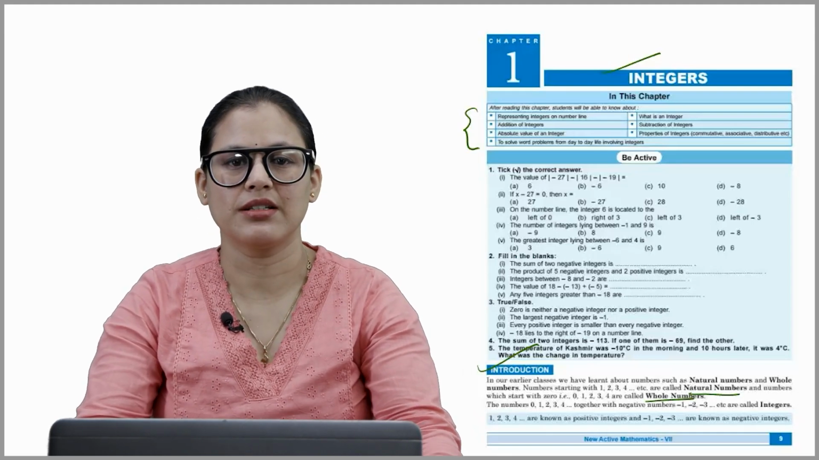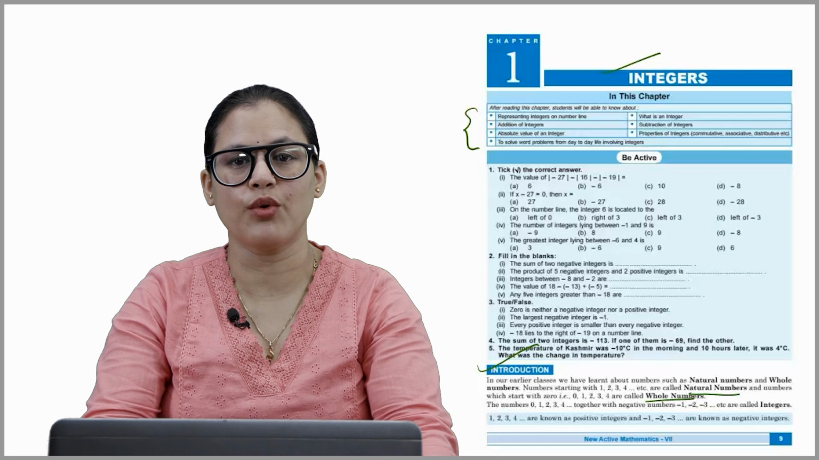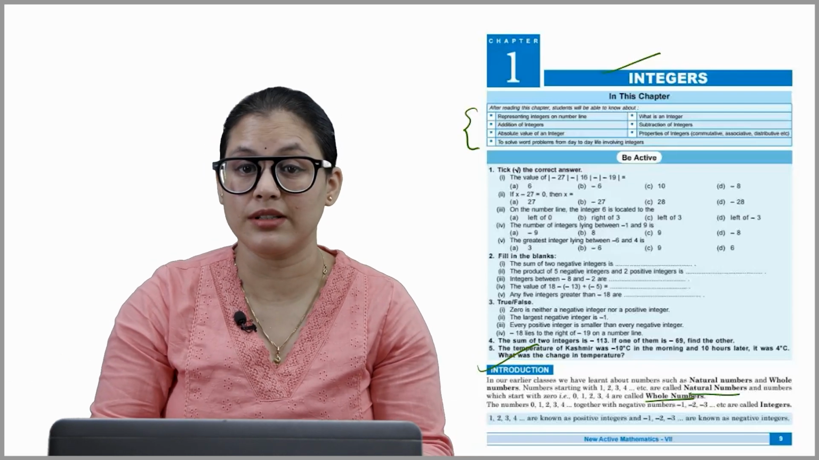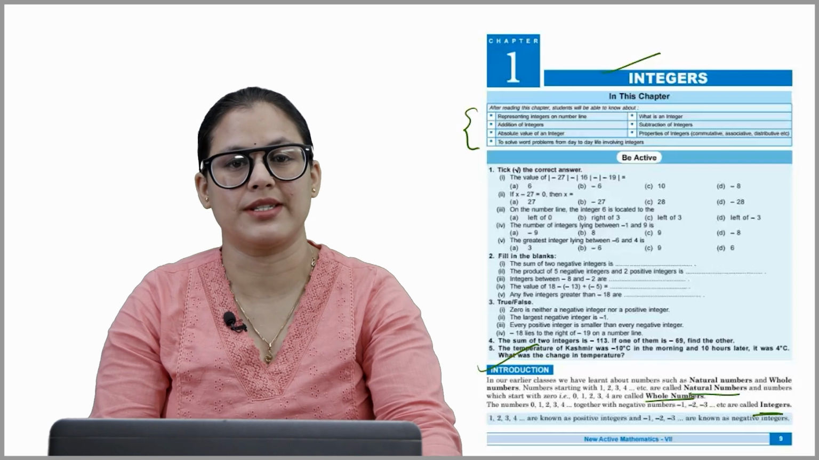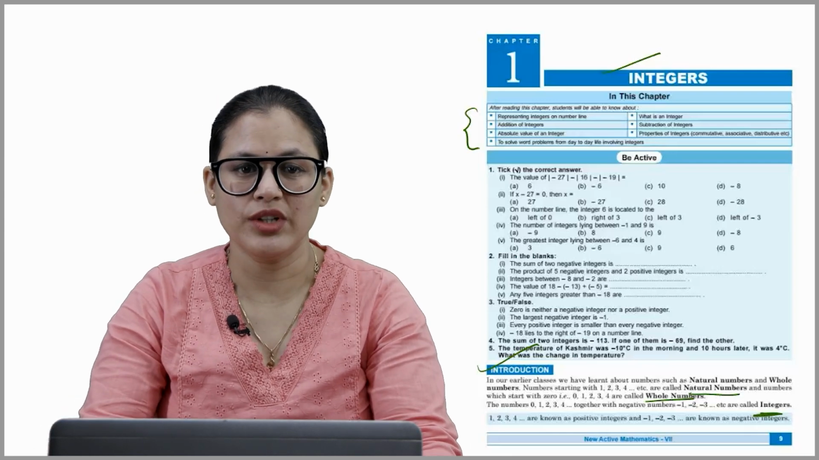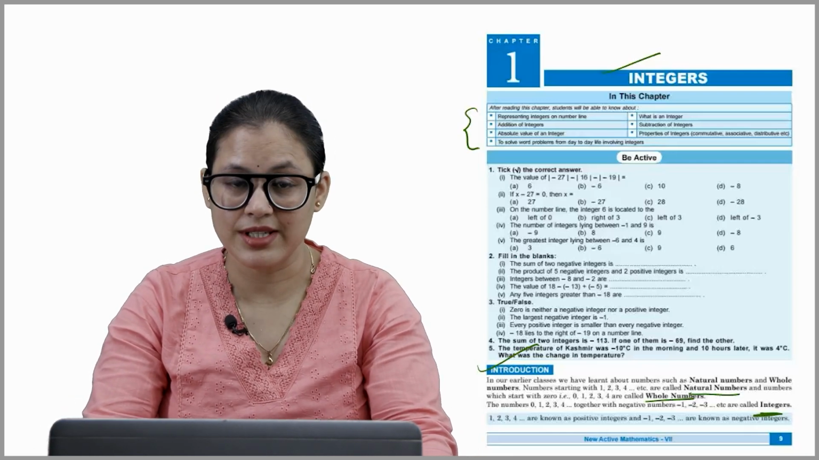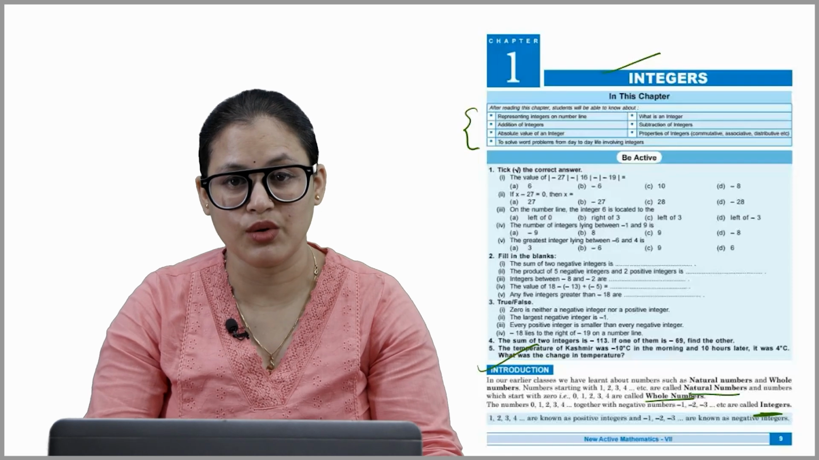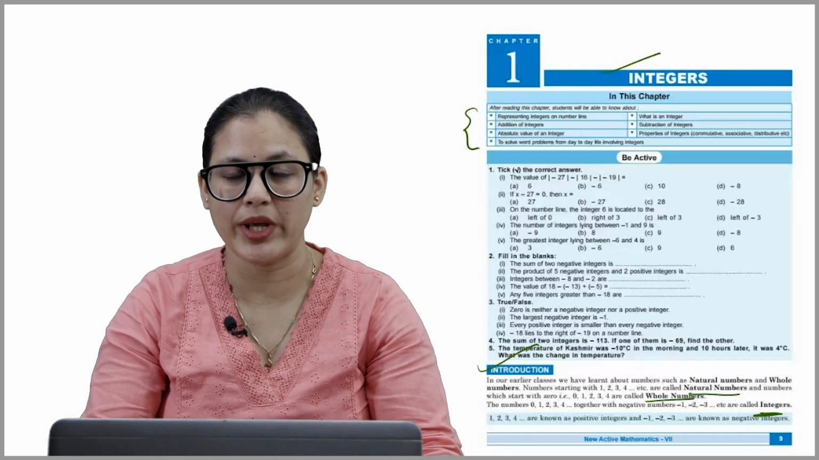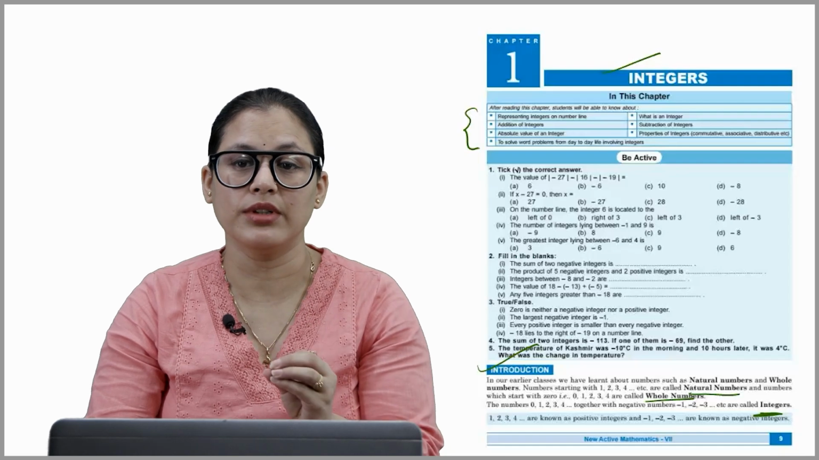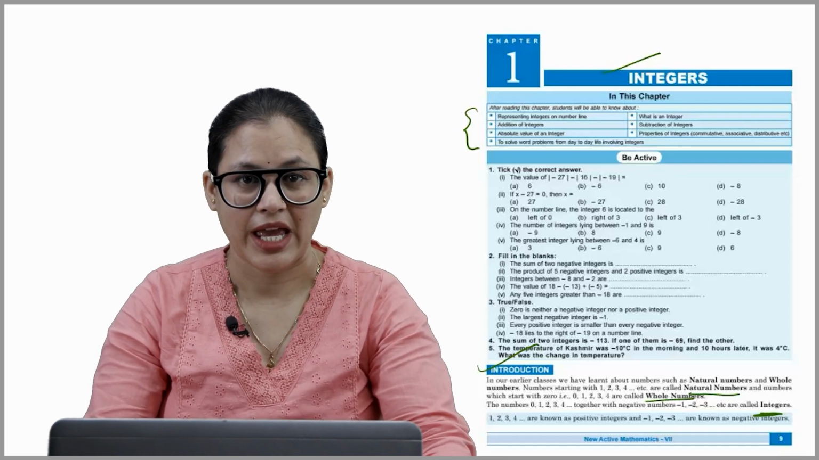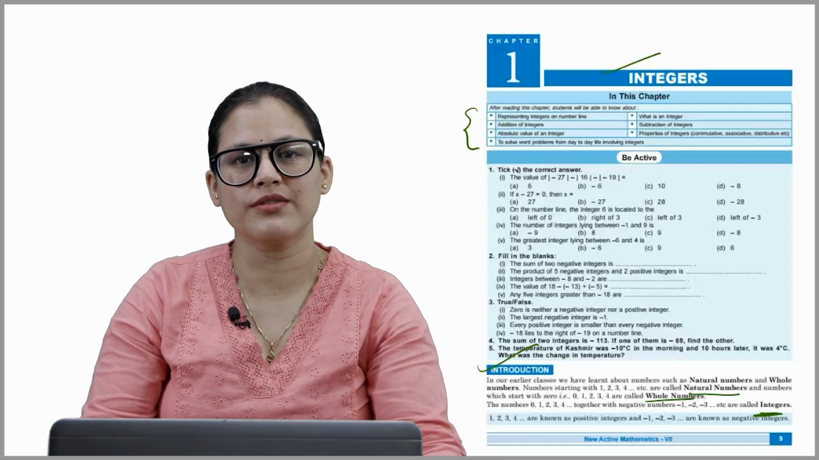The numbers 0, 1, 2, 3, 4 together with negative numbers, that is -1, -2 and -3, etc., are called integers. 1, 2, 3, 4 are known as positive integers and -1, -2, -3 are known as negative integers. Whenever there is a negative sign before a number, that number is a negative integer. And if there is no sign, that means it is positive, right?